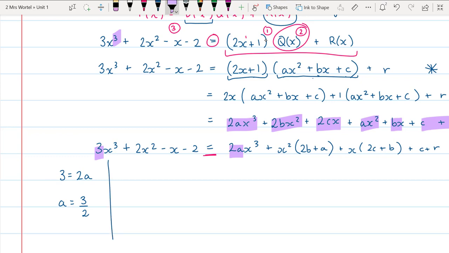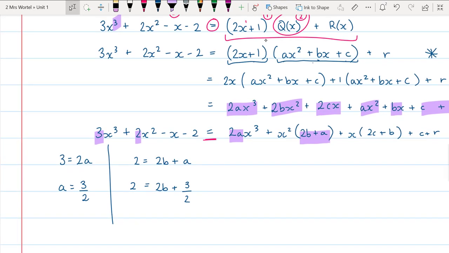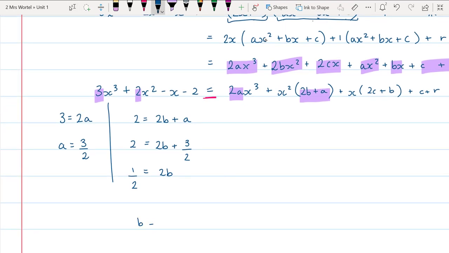Looking at my power of 2, my quadratic terms, my coefficient is a 2 over here, and I've got 2b plus a as the coefficient of x squared over here. So in order for these two things to be equal, my 2 has to equal 2b plus a. Good thing is I know my a value, 2b plus 3 over 2. So let's minus the 3 over 2. I'm left with a half is equal to 2b. Therefore, b is equal to a quarter.